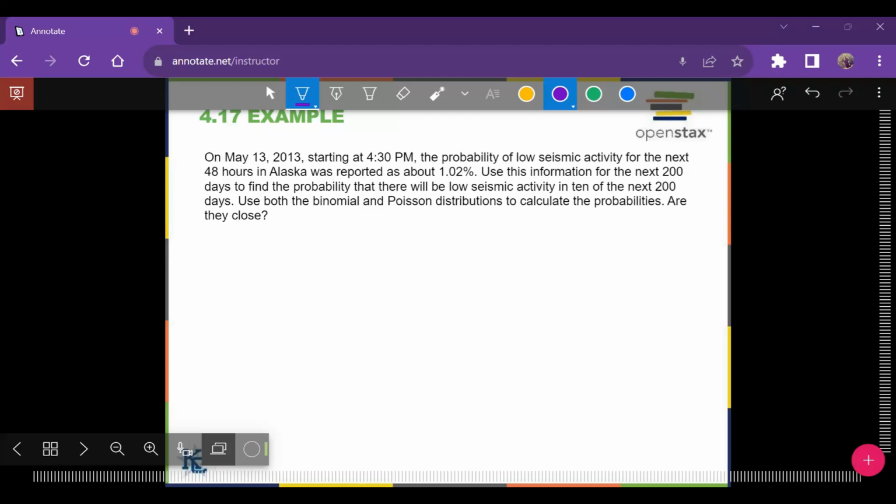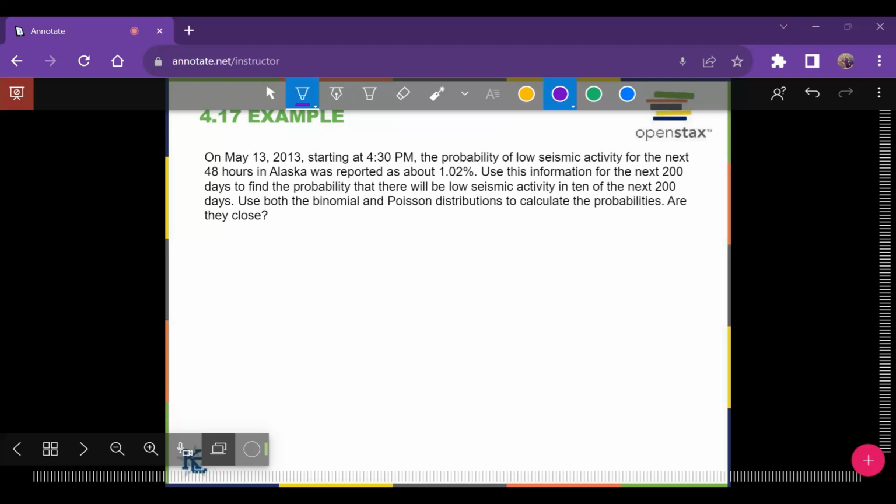Are they close? Because binomial is success or failure, and Poisson is like a success or failure but over a period of time, you can estimate the Poisson distribution with the binomial distribution. So we're going to do this both ways to figure out the binomial distribution and the Poisson distribution. In both cases, we want the probability that x is equal to 10.